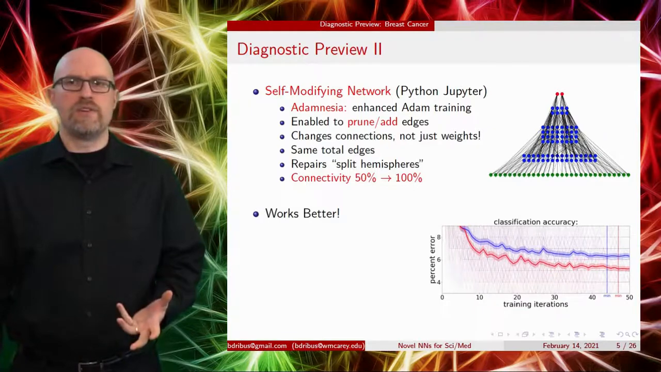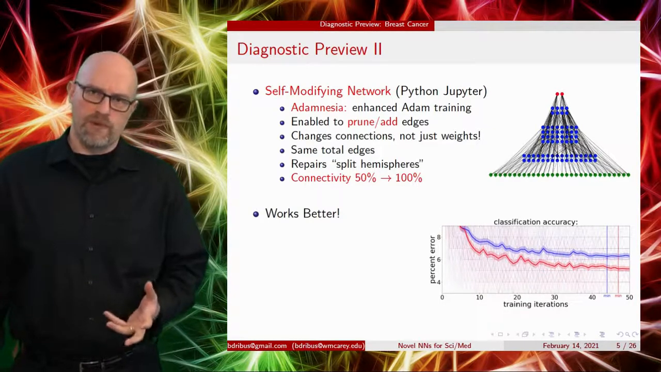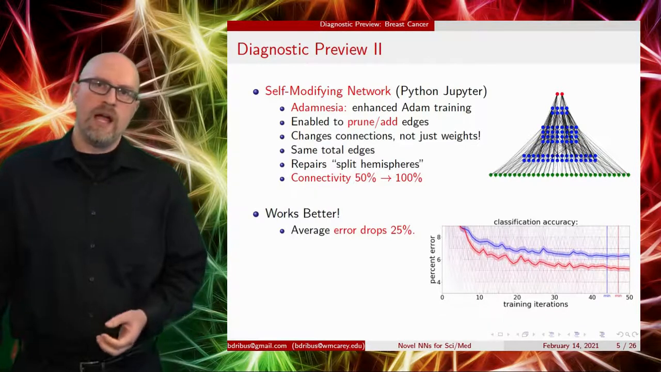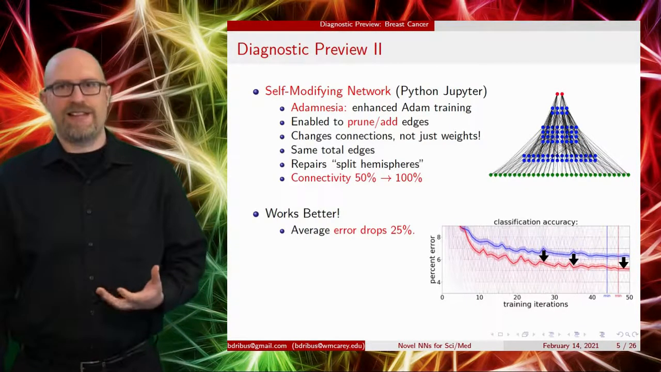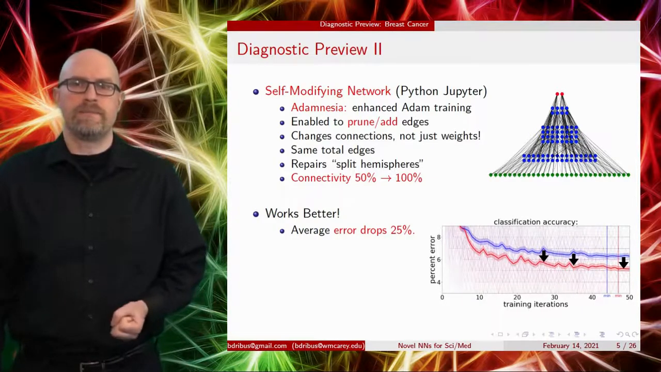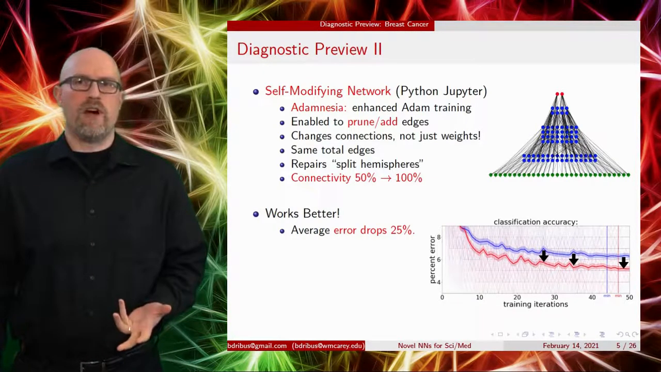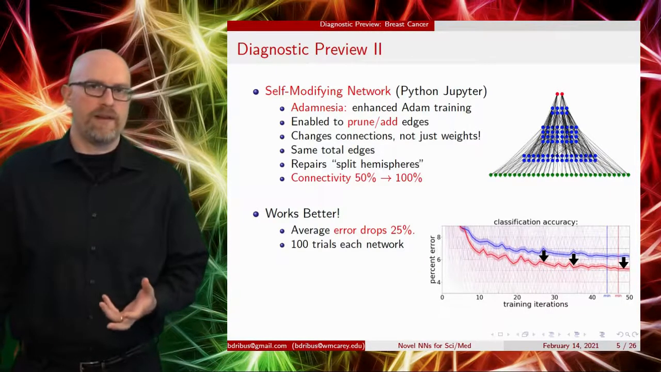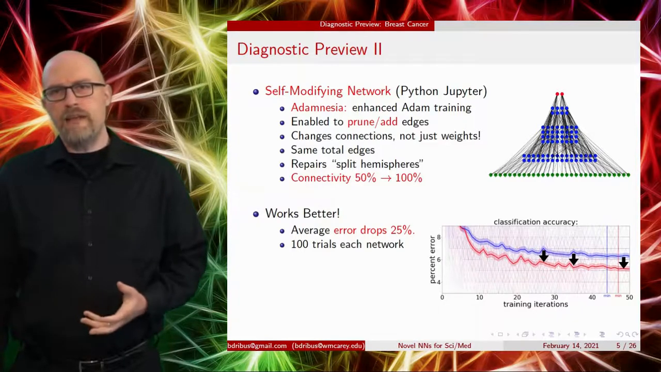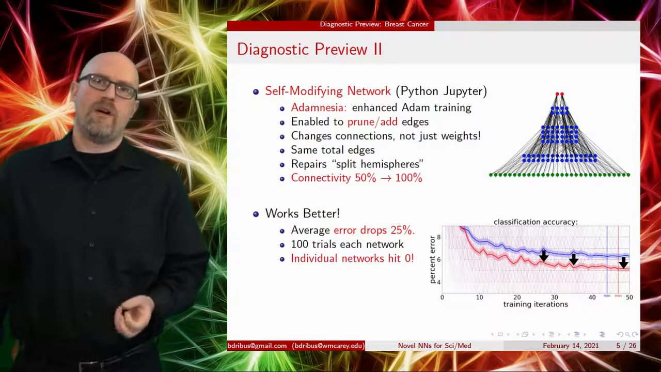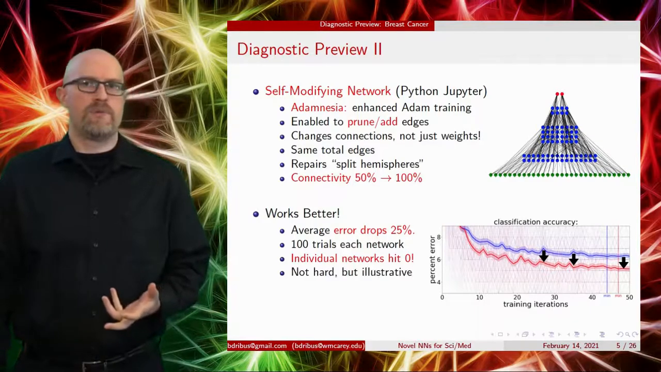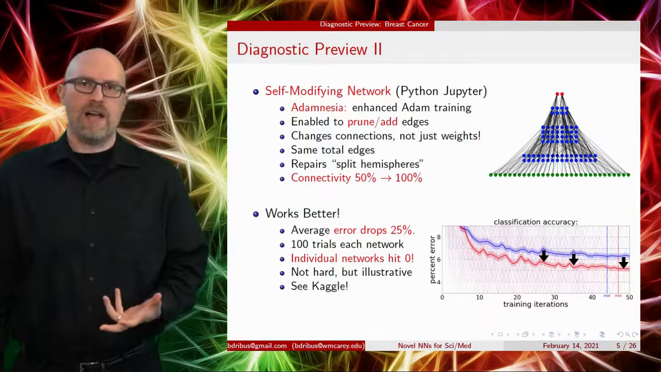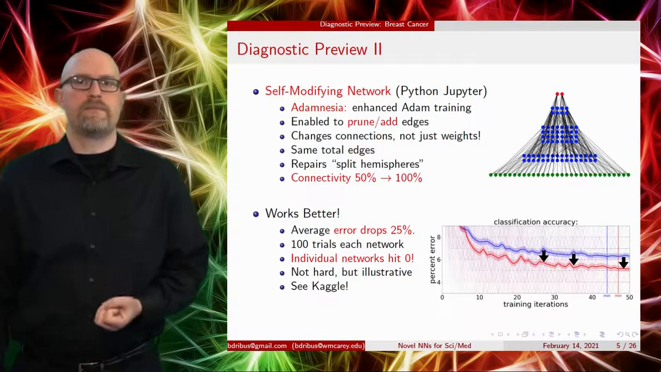Now this graphic shows that self-modification does improve performance. Red is the average performance of the self-modifying network, and blue is the weaker performance of a static network under the same conditions. These performances are averaged over 100 trials. Any individual network tends to do better than this somewhere in the training process, and some even reach 0% error as we saw. So this is not really a hard problem, but it's useful for illustration. The machine learning site Kaggle has other examples with this same data set.